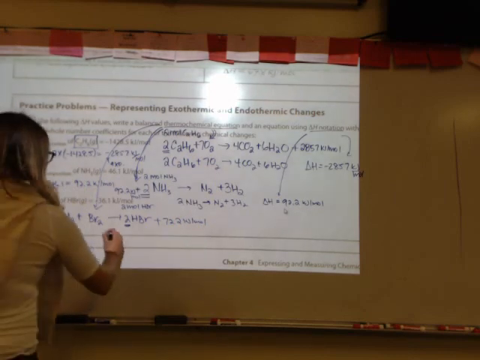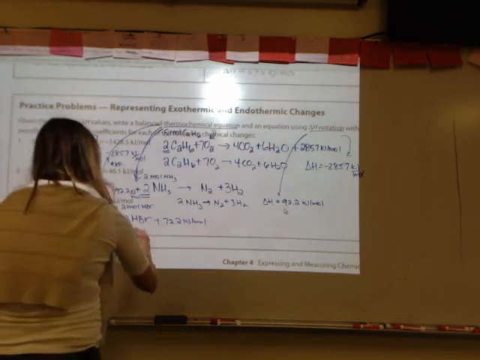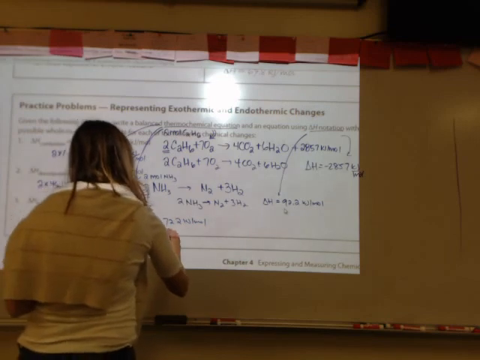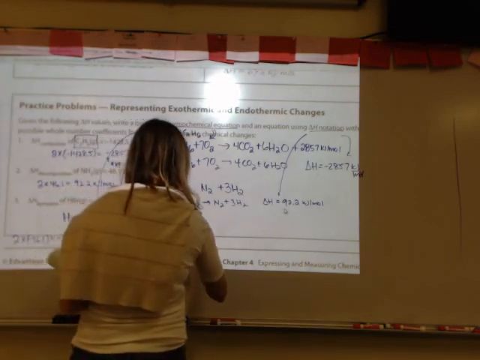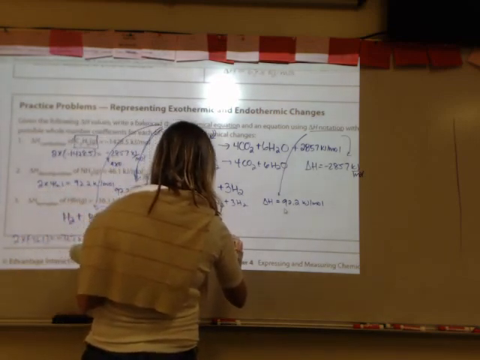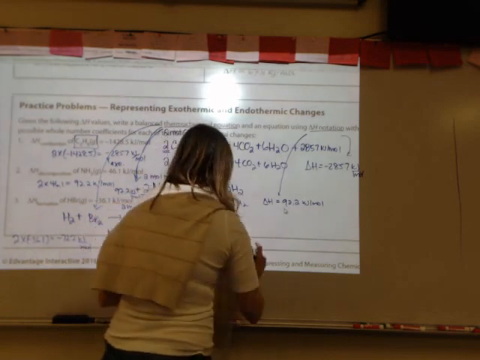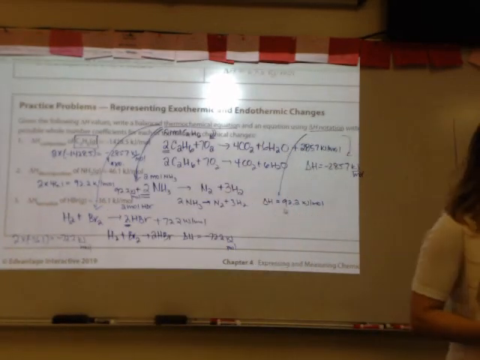And for my delta H notation, I would write delta H equals negative 72.2 kilojoules per mole off to the side of that second equation.